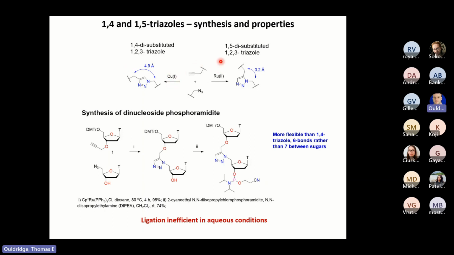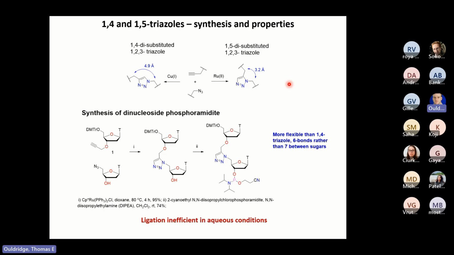But if you use ruthenium instead to catalyze the reaction, you make a 1,5 disubstituted triazole, which has very different physical properties. The problem is that if you don't use the copper catalyzed reaction, you can't do it in water. So the copper catalyzed reaction is really great because you can use it under biological type conditions. But the other types of catalysis don't work under aqueous conditions.